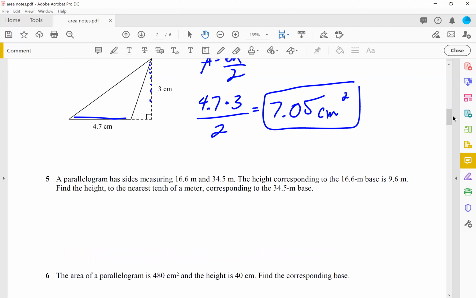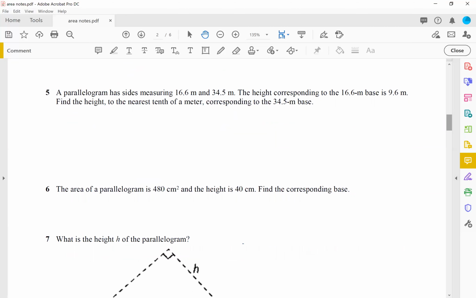Okay, continuing on. Now we've got a couple word problems here. It says, a parallelogram has sides measuring 16.6 meters and 34.5 meters. Okay, so here's a parallelogram. And it says one side is 16.6 and the other one is 34.5. Okay, it says the height corresponding to the 16.6 meter base is 9.6 meters. Find the height to the nearest tenth of a meter corresponding to the 34.5 meter base.